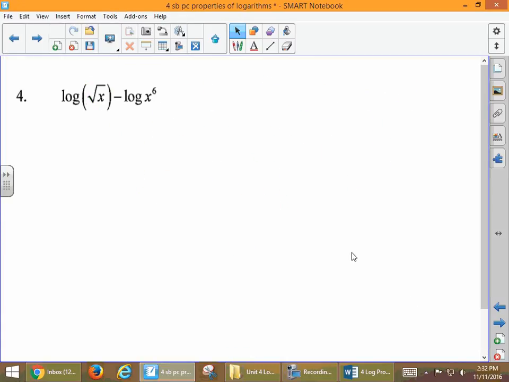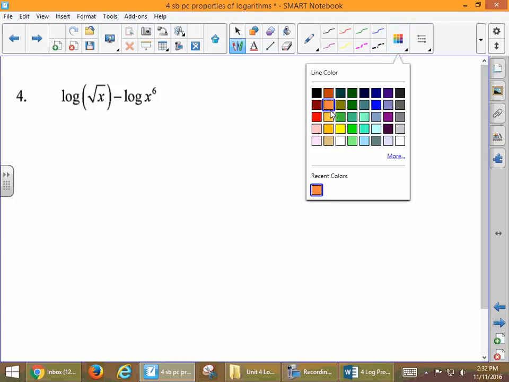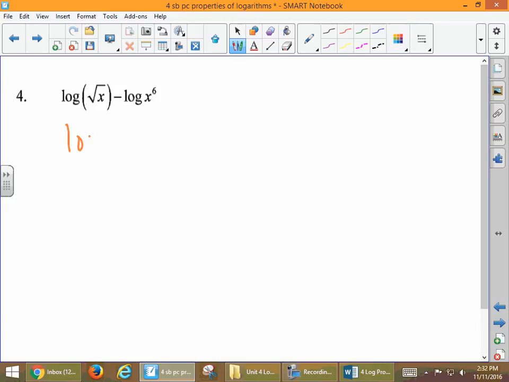Next problem. Log base 10 of the square root of x minus log of x to the 6th. Once again, we see that square root in this problem, and when we have a square root, we can rewrite this in a little bit better format. So let's rewrite this as log of x to the 1/2 power minus log of x to the 6th.